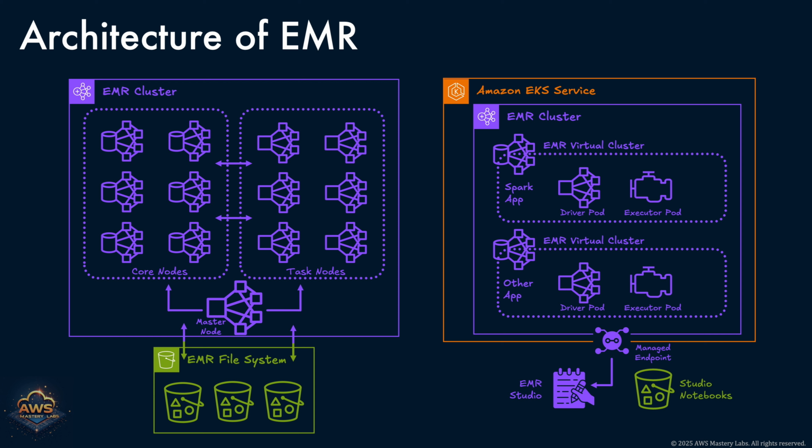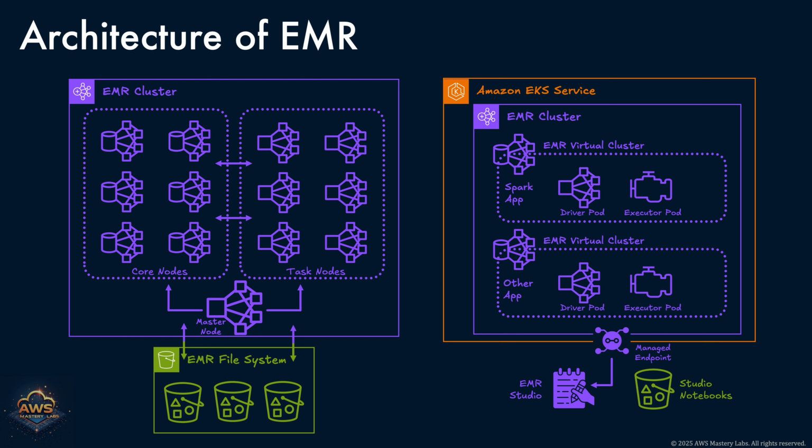One of the biggest advantages of EMR on EKS is multi-tenancy. Multiple virtual clusters can coexist on the same EKS infrastructure, each isolated but sharing the underlying compute resources efficiently. This model dramatically increases flexibility, allowing organizations to run different Spark versions or different workloads side by side without provisioning and managing separate EC2 clusters for each.